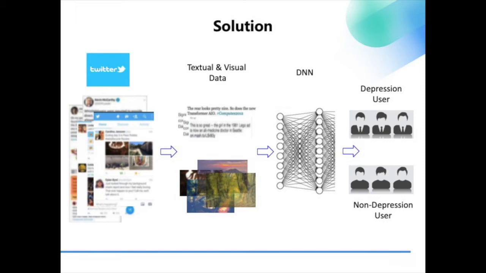Our solution is illustrated in this slide. We acquire data from Twitter. It contains users' tweets and posted images. Then, based on this data, we extract textual features and visual features from the two kinds of data. After that, we combine the two kinds of features and train a classifier using a deep neural network. Finally, the depression and non-depression users can be classified by using the whole system.